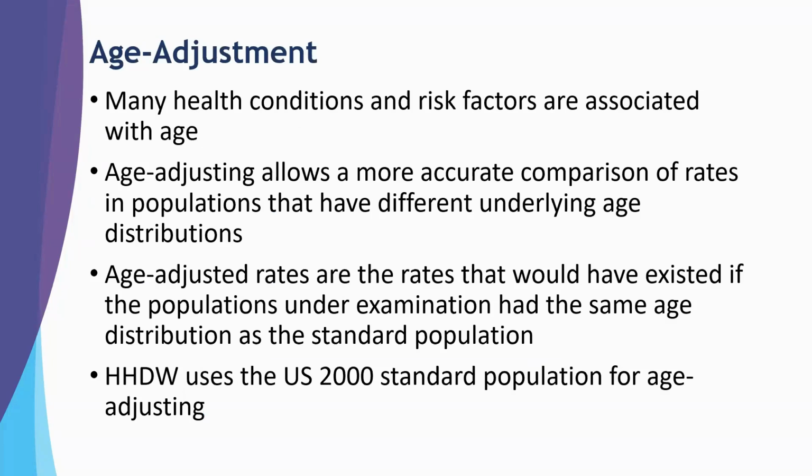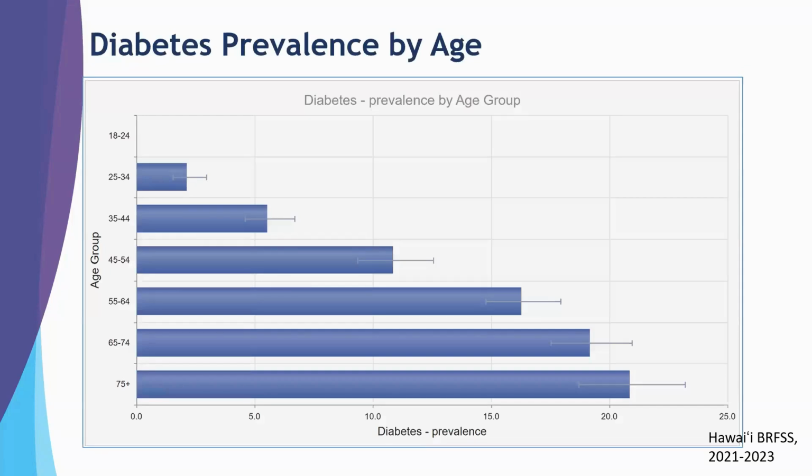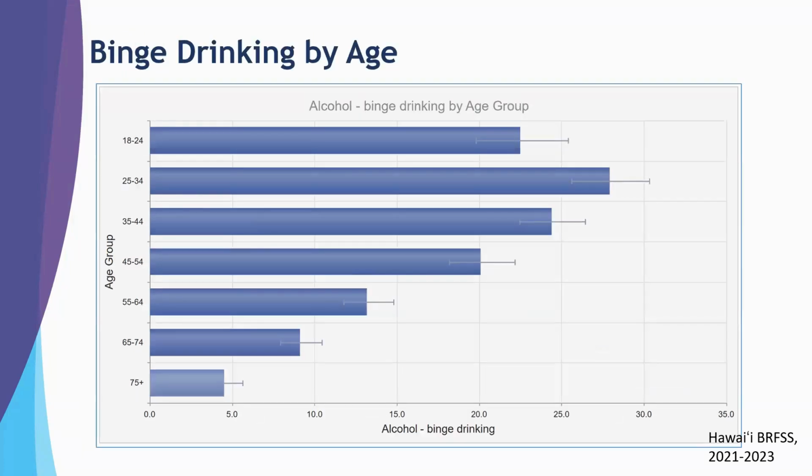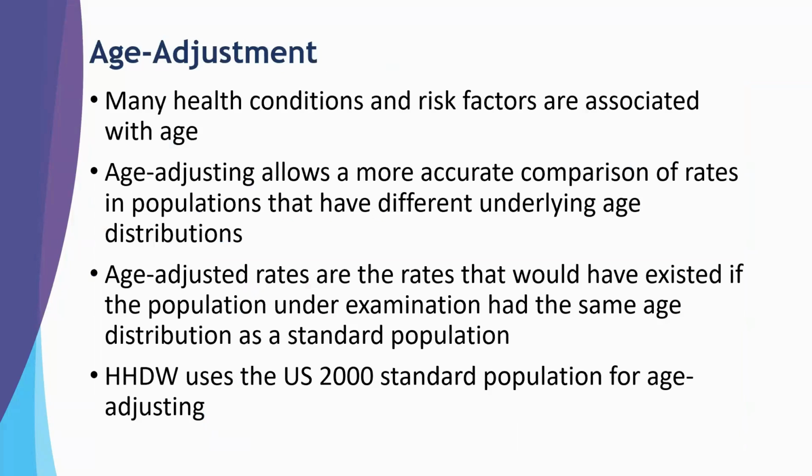There are many health conditions and risk factors that are associated with age. Here we can see the prevalence of diabetes by age. Like many chronic conditions, diabetes is more prevalent as age increases, but we can see trends in the other direction too. Here's the prevalence of binge drinking by age. So here younger individuals are more likely to binge drink than older individuals. So what happens if you're comparing two populations with different age structures? This is when you would use age adjustment.